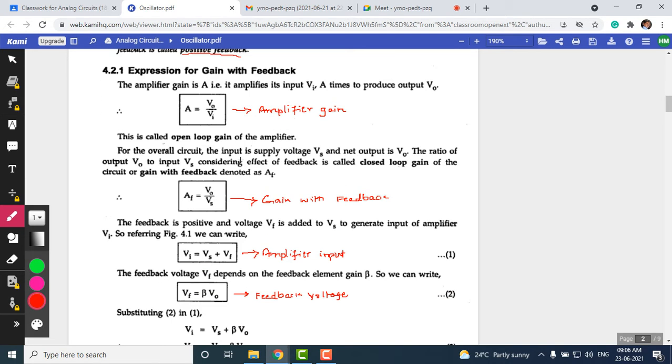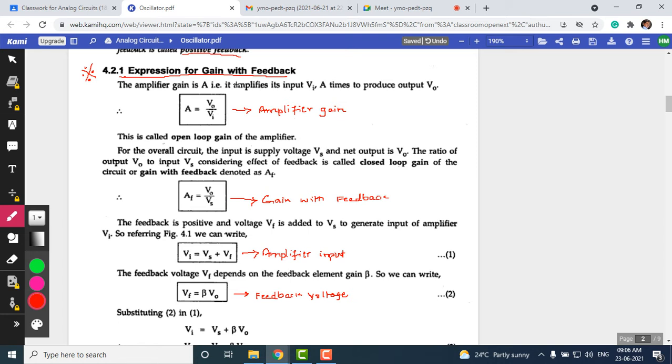Now, let us obtain the expression for the gain with feedback. This is an important expression which is required. Students should get familiar with this derivation, because it is frequently asked in examinations, gain with feedback. We are going to discuss the same expression even in module 3, feedback.